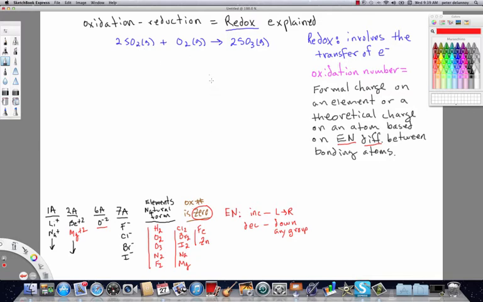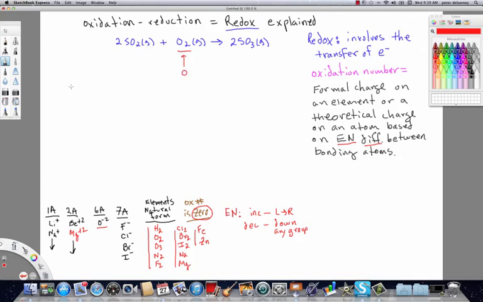The first thing is, we've got oxygen in the reaction, elemental oxygen, and we see that for an element in its natural form, its oxidation number is 0. So I'm going to go ahead and write that in. We have that established for this.